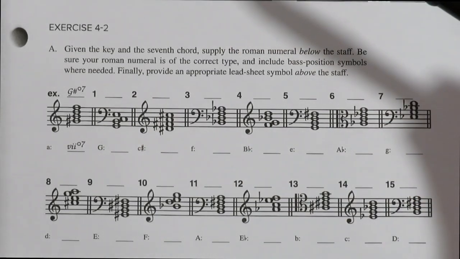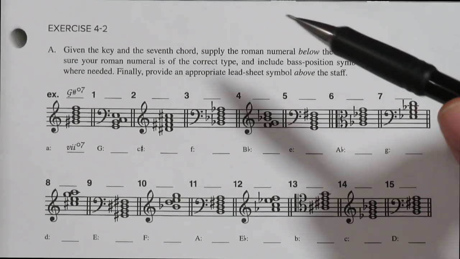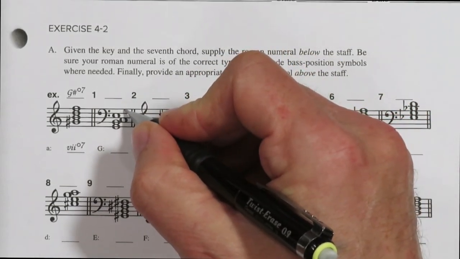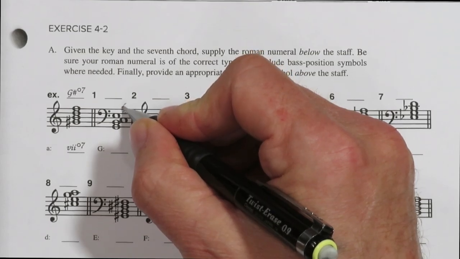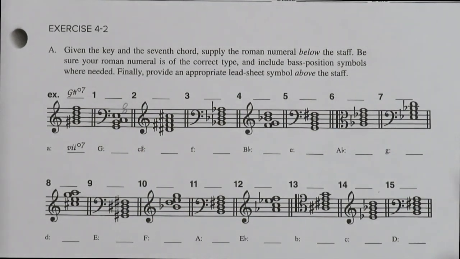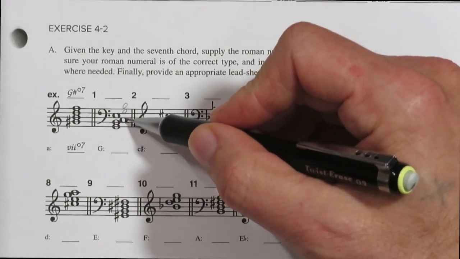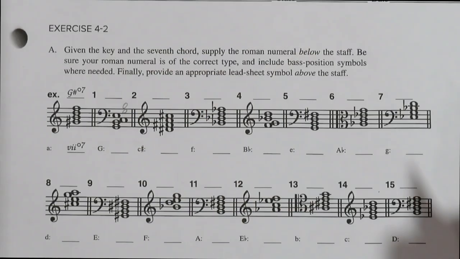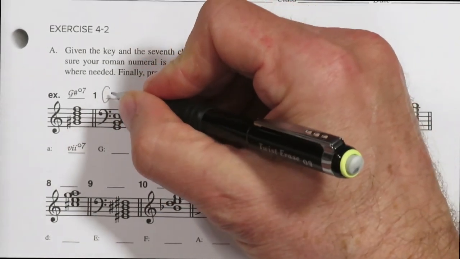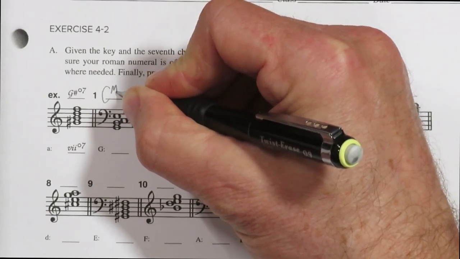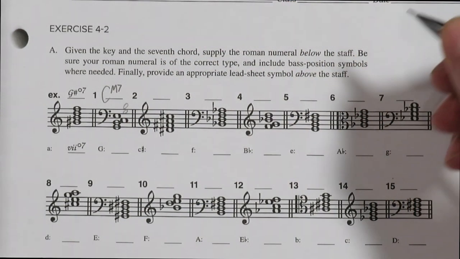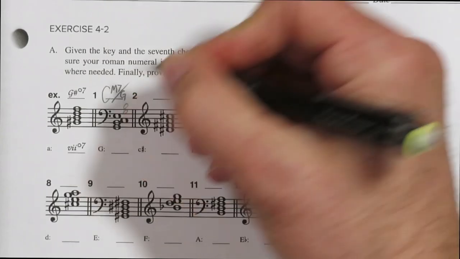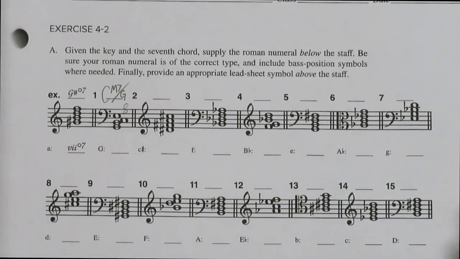So if we restack this, we've got E, G, A, C, A, C, E, and G. Okay? There we have the root position C major seventh chord. So for our lead sheet, we know that it's a C, and then we want the M, right, for major seventh, over G. Okay, so that's a C major seventh over G.